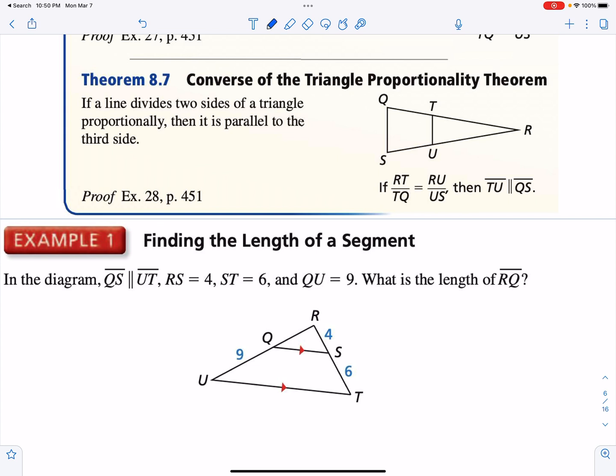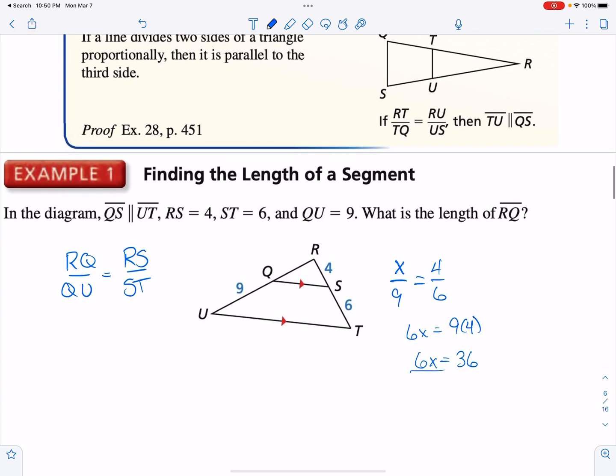We're going to use that proportionality theorem. So we have x over the remaining segment 9. Again, it's nice to write out the statements. So we have RQ over QU should be equal to RS over ST. Now we can plug those in over here. Again, setting up those cross products, we get 6x equals 9 times 4. We get 6x equals 36. We divide by 6. We get x equals 6.